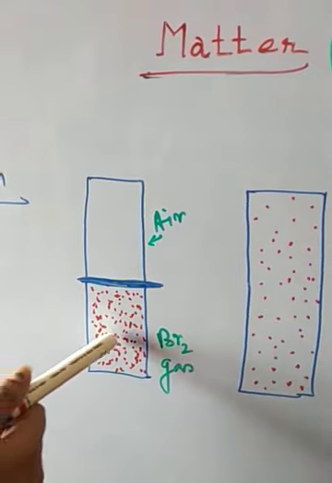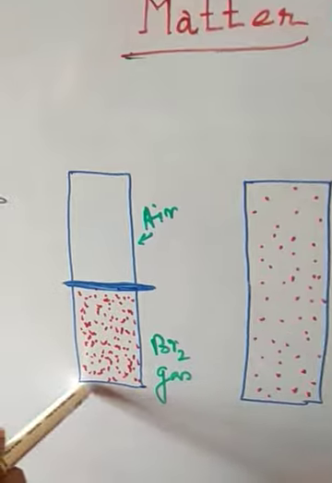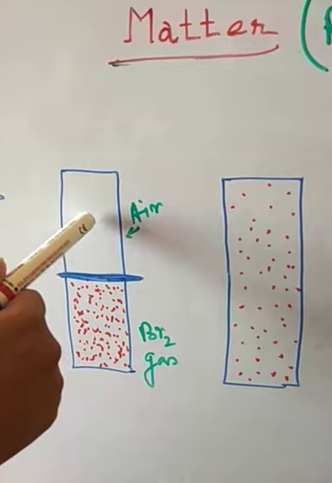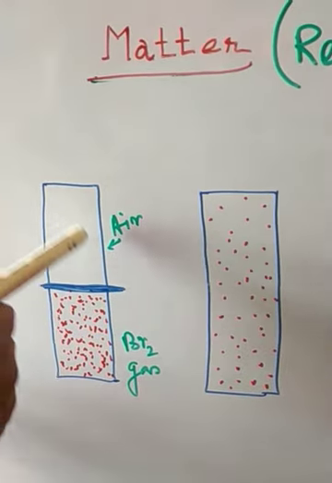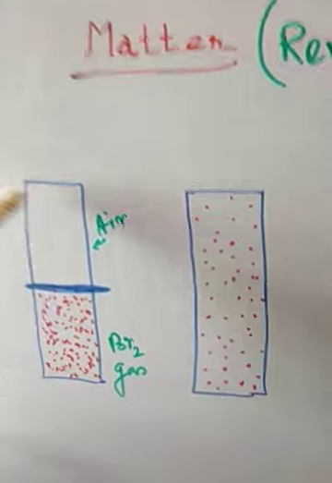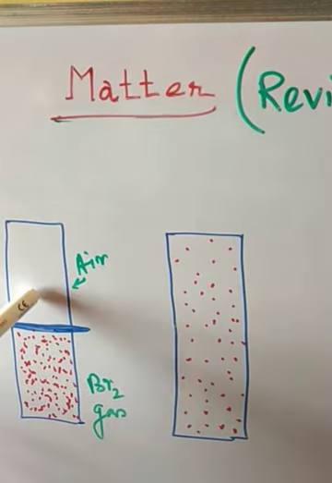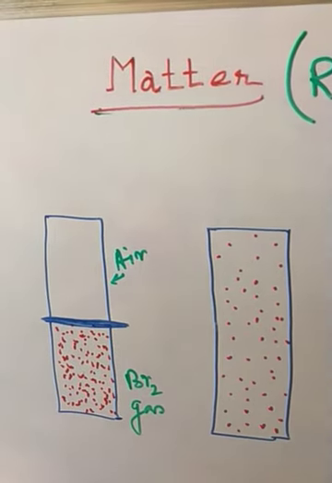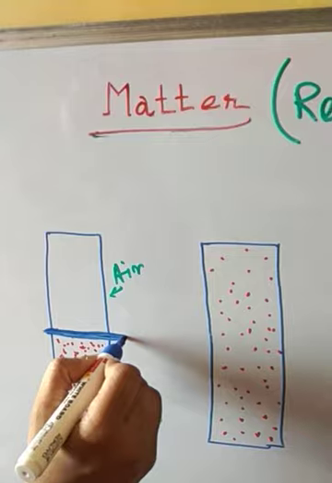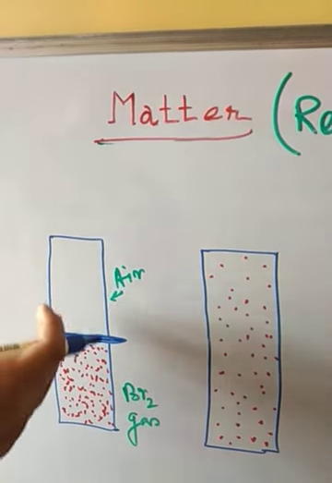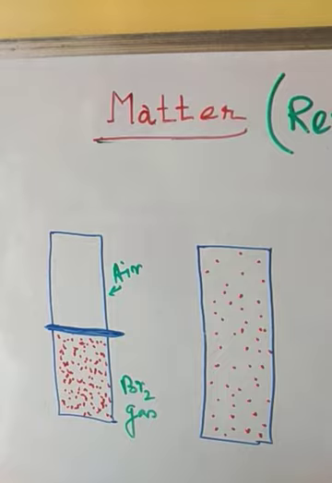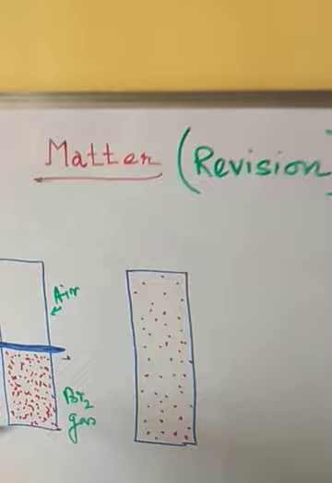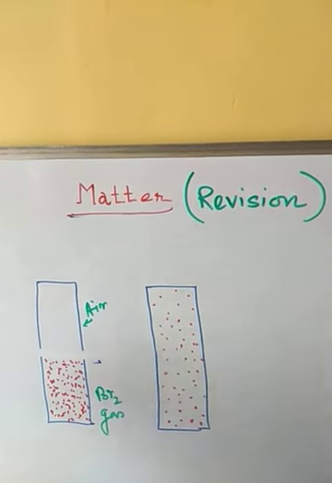See, here we have taken two gas jars. In this gas jar we have taken bromine gas, and here we have taken nothing. That means air is there. As air does not have any such color, it will look like nothing is there inside the gas jar. It's apparently empty, but air is there. Now we have placed a plate in between these two gas jars, which will separate air and bromine gas. Now slowly we will be removing this plate, like this.